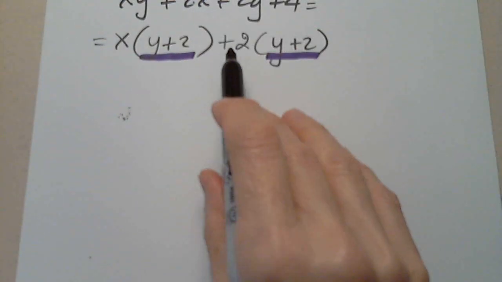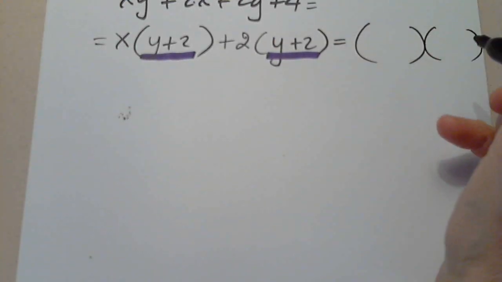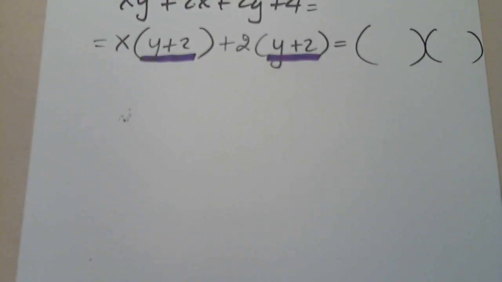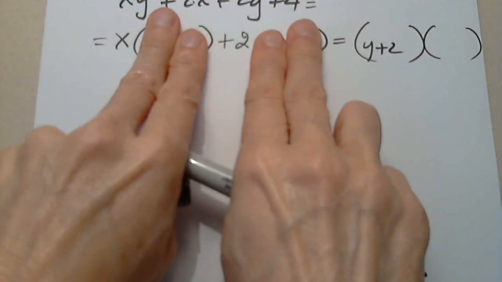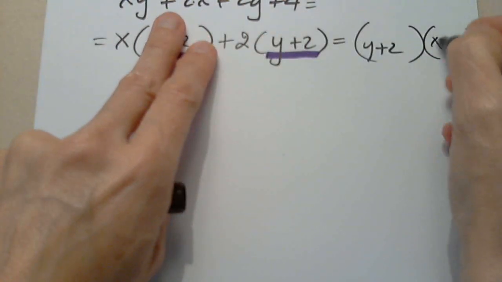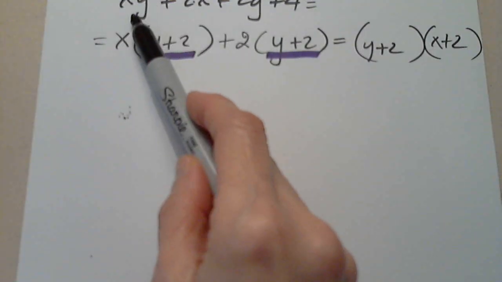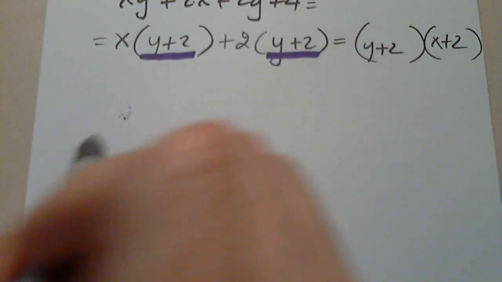Plus 2. Plus 2. Why? Because 2 times y is this and 2 times 2 is this. Now it becomes a piece of cake. What is the common factor? That's why I underlined it, so it makes it so much easier for you to identify the common factor, which is y plus 2. Once these are gone, what is left? x plus 2. It always takes a blink to verify. x times y, x times 2, 2 times y, 2 times 2.